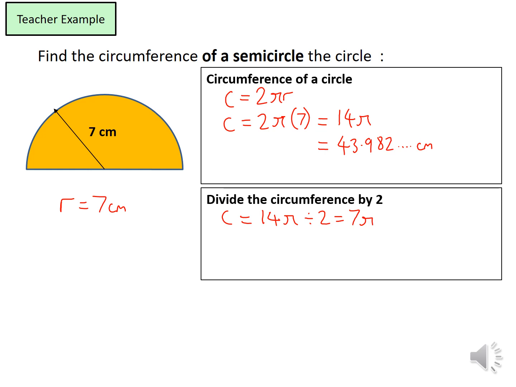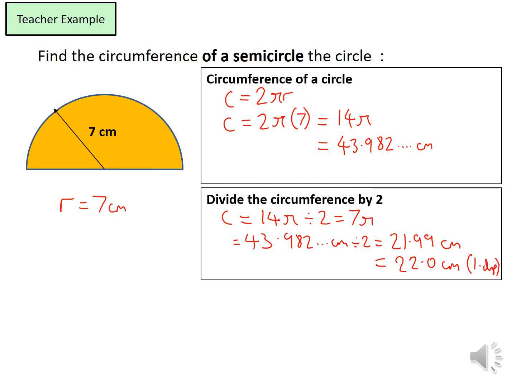But if you use the numbers, your answer would be 43.982. That's your circumference. Divide that by 2, and your answer would be 21.99. Now if we rounded that up, that would give me 22 centimeters to 1 decimal place.